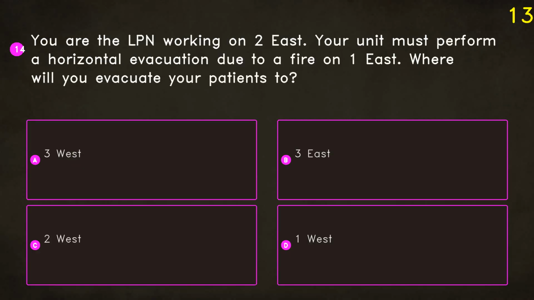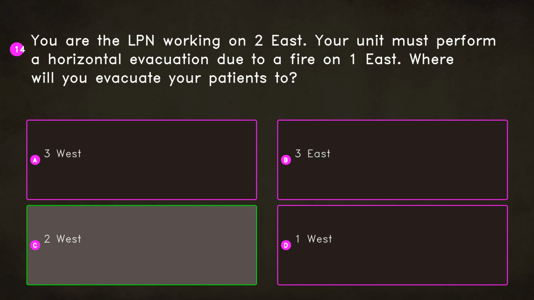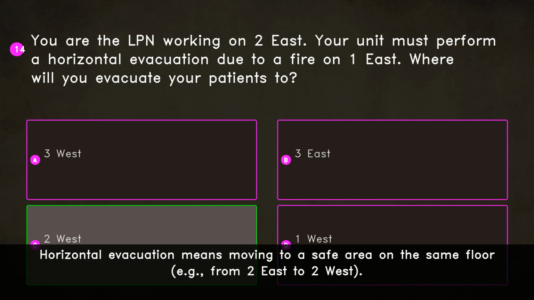Question 14. You are the LPN working on 2 East. Your unit must perform a horizontal evacuation due to a fire on 1 East. Where will you evacuate your patients to? A. 3 West. B. 3 East. C. 2 West. D. 1 West. The correct answer is 2 West. Horizontal evacuation means moving to a safe area on the same floor, for example, from 2 East to 2 West.